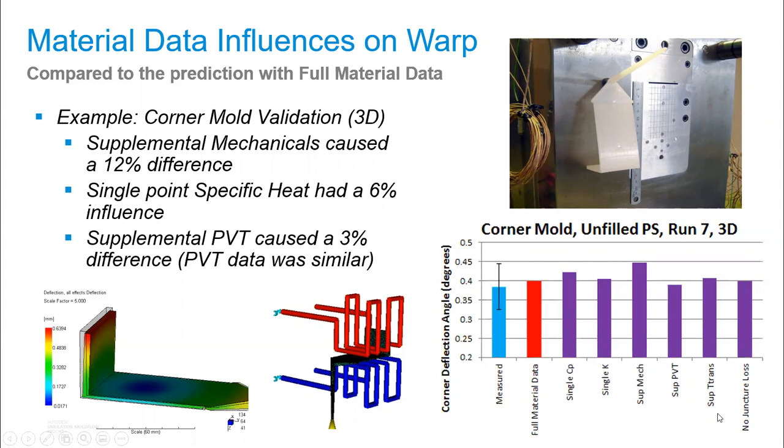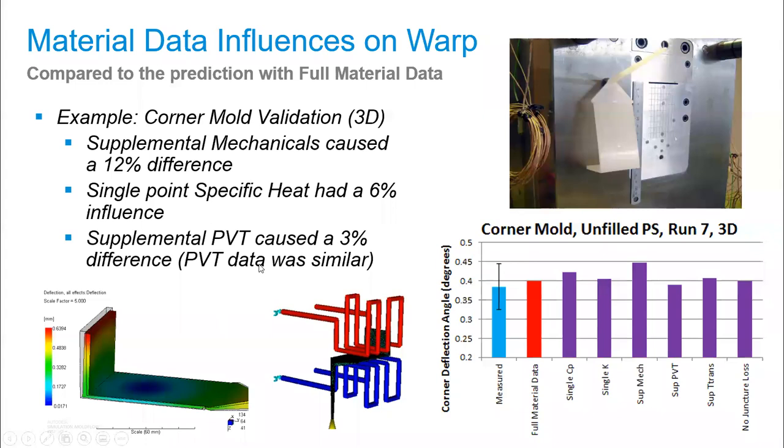And we haven't got into it yet, but we will talk about materials that are a little bit more pressure sensitive, and we need to add things like juncture loss or pressure dependent viscosity. But you see how much it varies based on supplemental properties and also supplemental data for PVT, for instance, in mechanicals. So you see, sometimes we may be okay. From a supplemental PVT standpoint, the material that we used was very, very close.